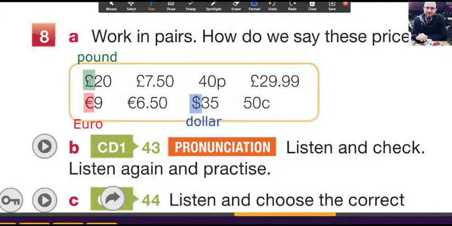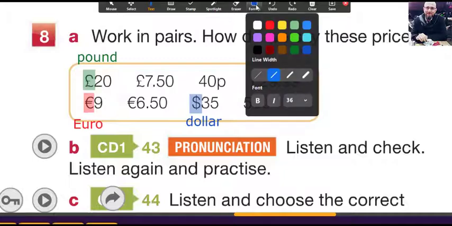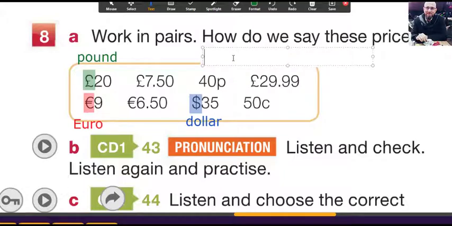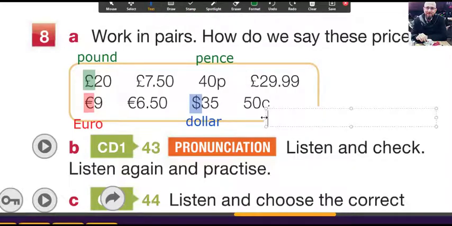So here we have the pound and pence. This is the pence. Let's write it. So pound, we have pence. The money, pound, and the small one, pence. Euro, dollar, the small one is cent. Okay, cent here. This is the cent.